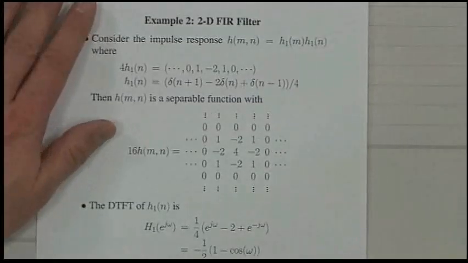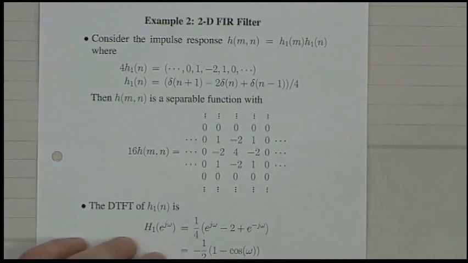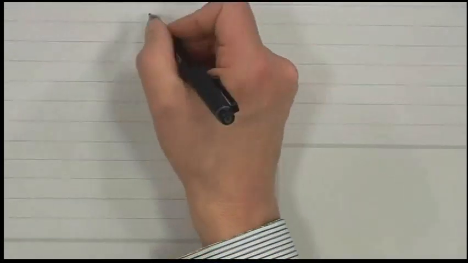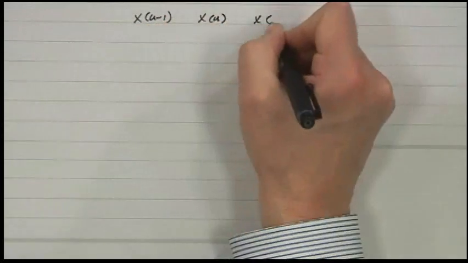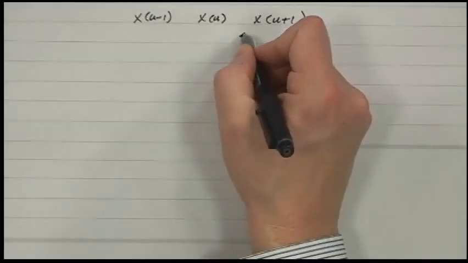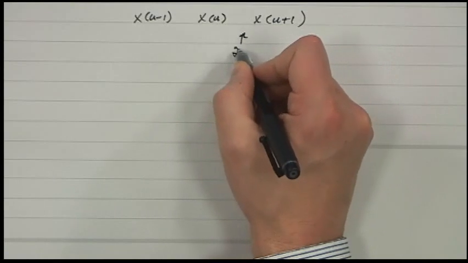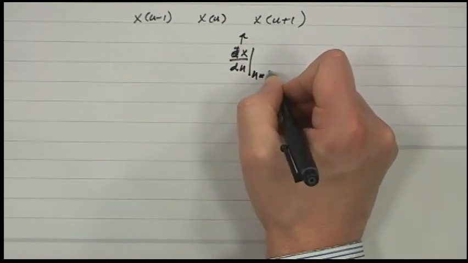2D FIR filter. This is an interesting example. So I can't help myself. I'm going to have to get ahead of myself because I do enjoy getting ahead of myself. So what happens is that I could do the following. If I have a signal x of n, so I have x of n minus 1, x of n plus 1, okay? And I can say, well, let's say I want to compute the approximate derivative here. So I want to compute dx/dn evaluated at n equals 1/2.